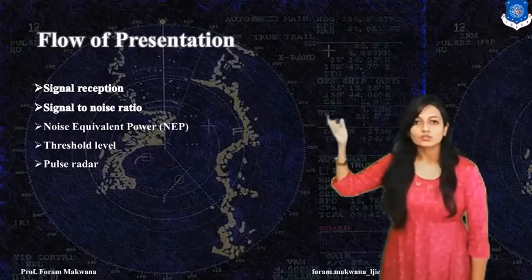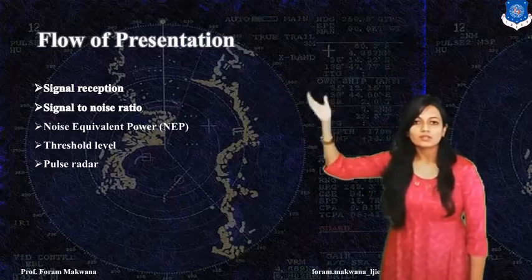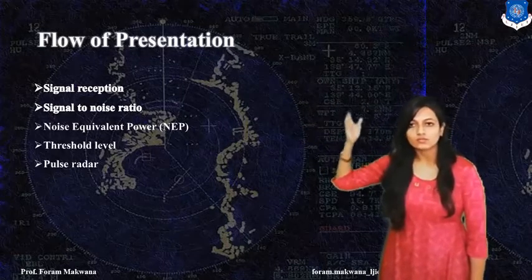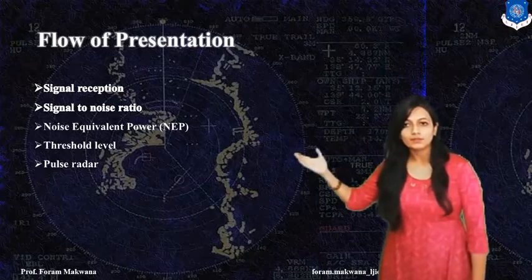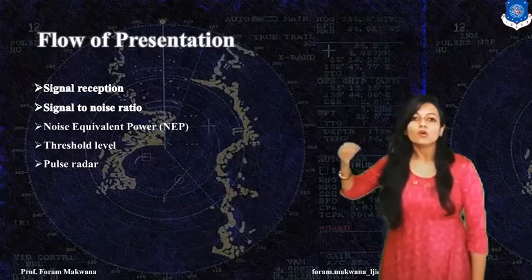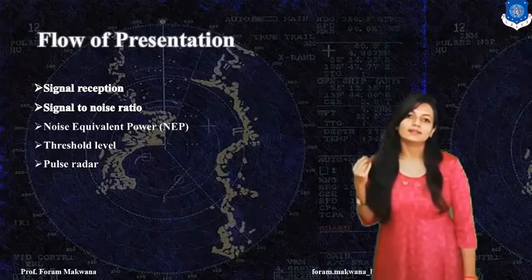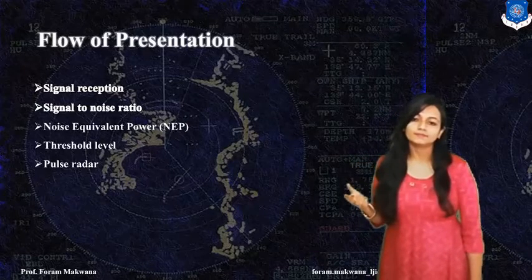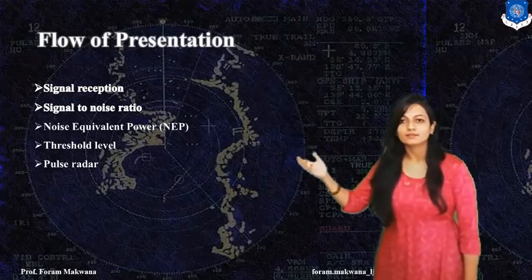how the signal is going to be received, based on what is the level of signal to noise ratio, what is the noise equivalent power, and what should be my value of threshold level to detect any target. Okay? And lastly, we will study the pulse radar.